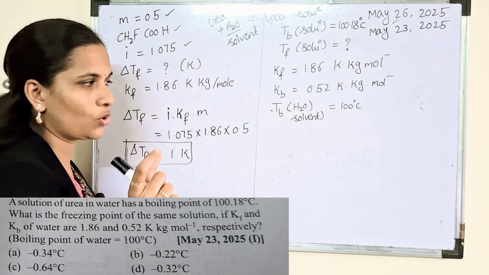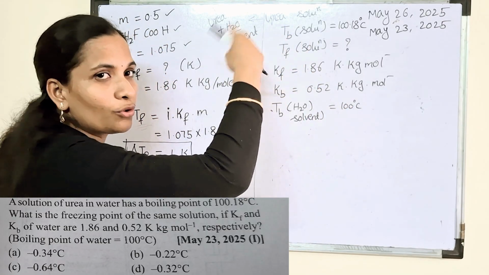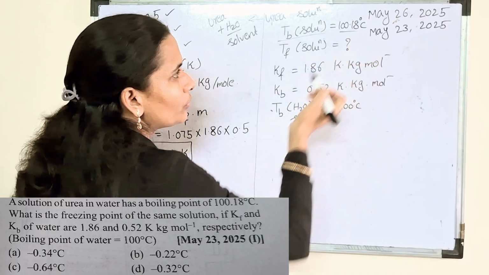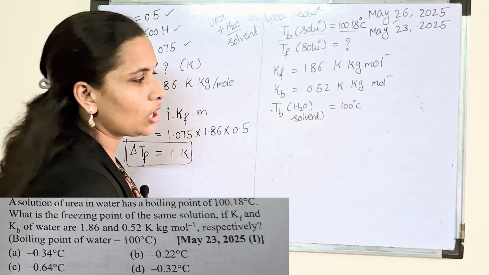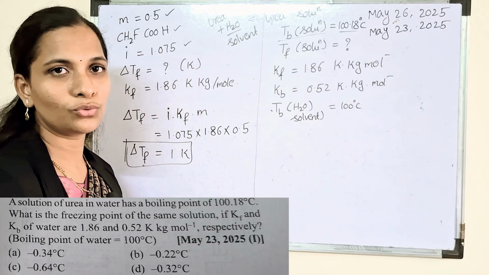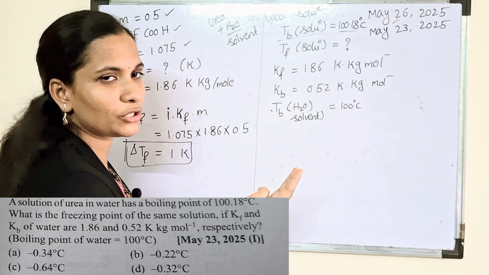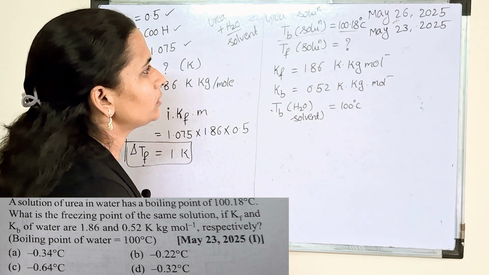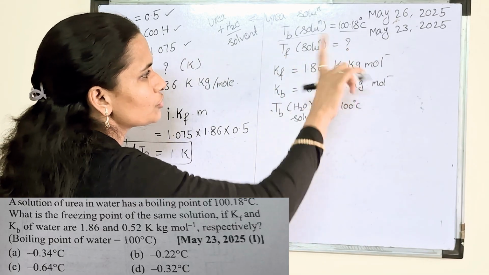Initially, the pure solvent water has a boiling point of 100 degrees. After adding urea, the boiling point is 100.18 degrees Celsius. So the boiling point is increased. Initially it is 100 degrees, and after adding urea it is 100.18. That increase is also called elevation in boiling point, that is 0.18. Now what are they asking? Tf for the solution, the freezing point of the solution.